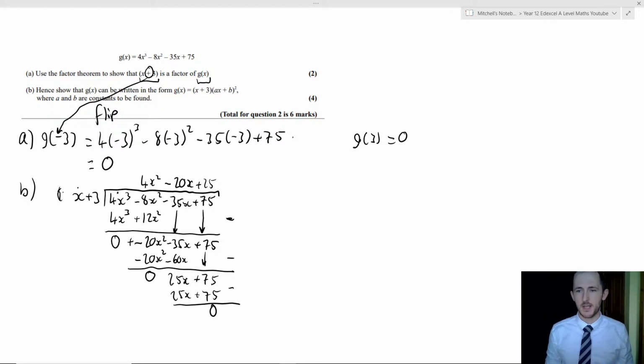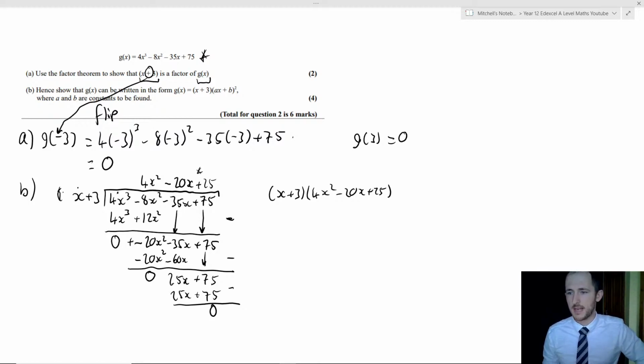Okay? So now what do we do? Well, this top bit is the answer to what the division would be. So we can write x plus 3, and then we can write 4x squared minus 20x plus 25. And that will equal the exact same thing as our question, which is exactly what we want. So now we need to factorize this.